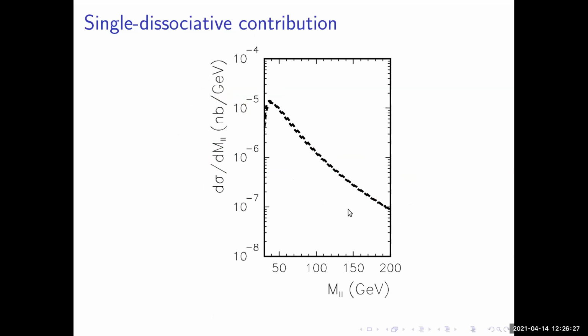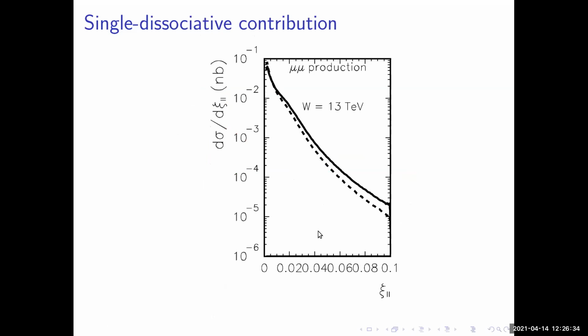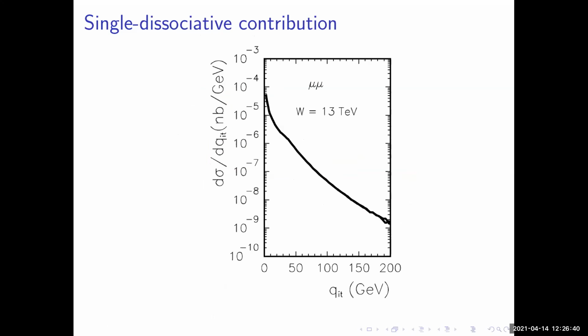For the single dissociative contribution, we can also calculate the distribution in invariant mass of the dileptons. This is a similar distribution in Xi for this case. It is similar to the elastic case. Here I am showing the distribution in transverse momentum of the intermediate photons. As you can see, really large transverse momenta enter such calculations. Previously, such calculations were done in the collinear approach where those transverse momenta were put to 0. So it is really essential to include those transverse momenta because they are huge.